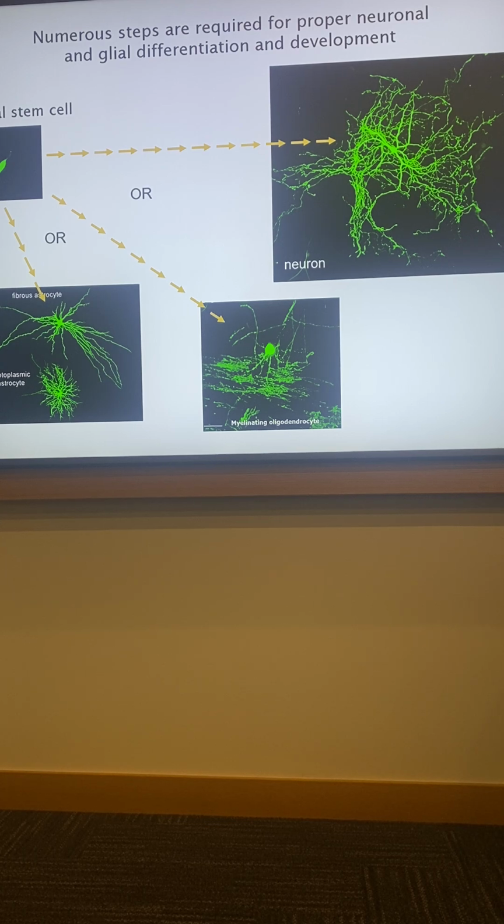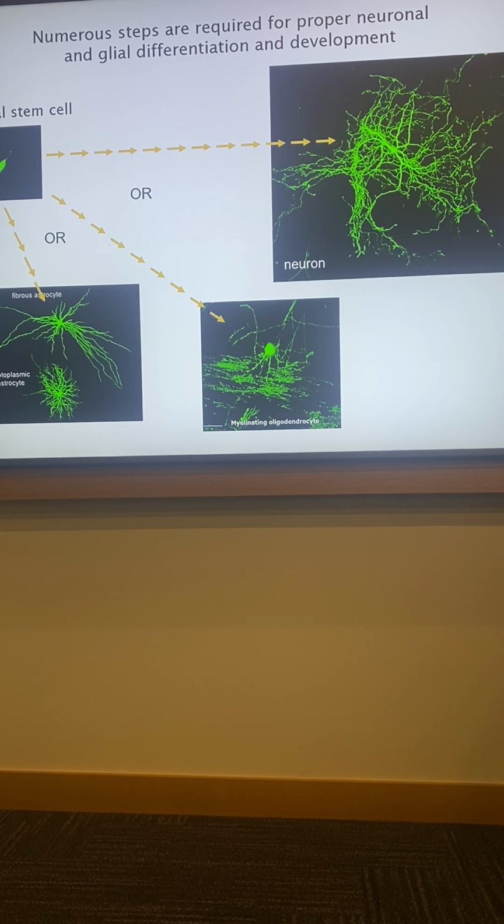Development is complicated, and all these little arrows represent numerous different steps, and they're ordered in space and time to take you from an undifferentiated neural stem cell into a highly differentiated neuron that has a highly specialized function, forms tens of thousands of synapses, and integrates information and sends action potentials to targets in a meaningful way. Likewise, oligodendrocytes and astrocytes are very highly specialized and differentiated, and these neural stem cells are multipotent.